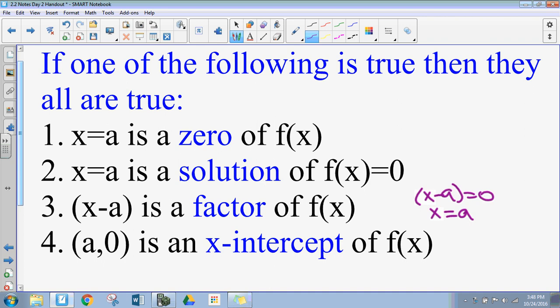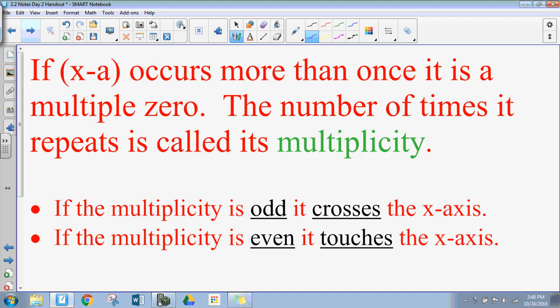So that's the factor. If you know a 0, then you can write it as a factor x minus the 0. If you know the factor or anything else, one of those, then you know that x-intercept is also what a is. So it's a 0, it's a solution, it's an x-intercept. And then you can write it as a factor. Another word we use is a root. So those are all things that you'll see.